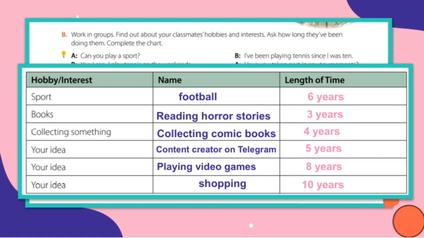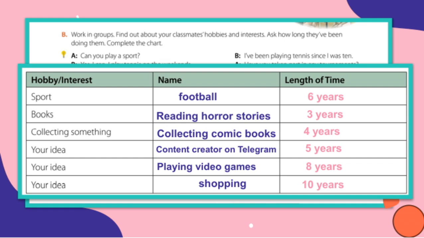So, looking at these different activities and the time I've spent on each, it really highlights how diverse my interests are and how they've evolved over the years. For example, I've been shopping for about 10 years, which might seem simple, but it shows how I've always enjoyed exploring and discovering new things. Playing video games for 8 years has been a great way to unwind and connect with friends, and it's also helped me develop strategic thinking.